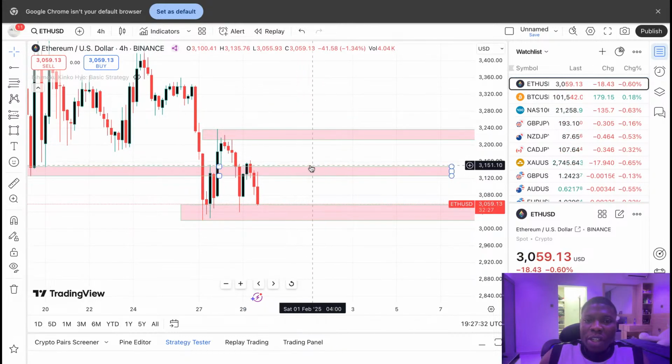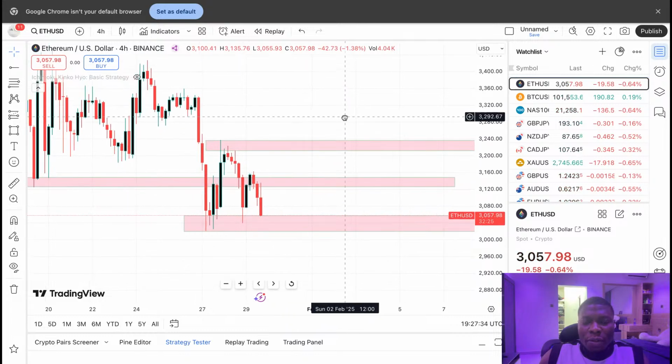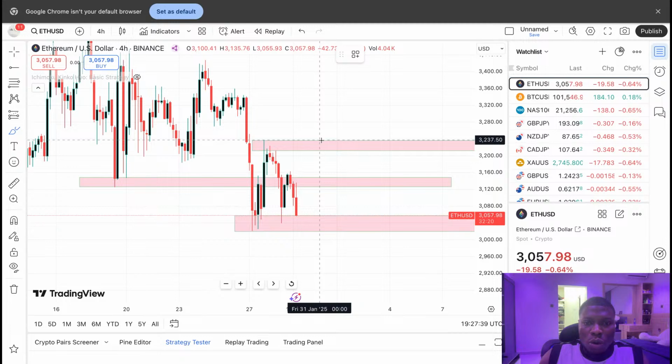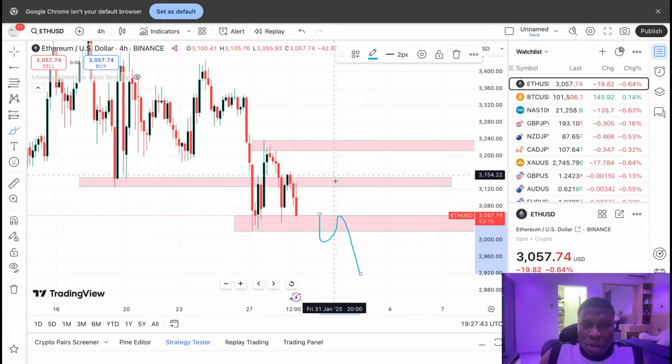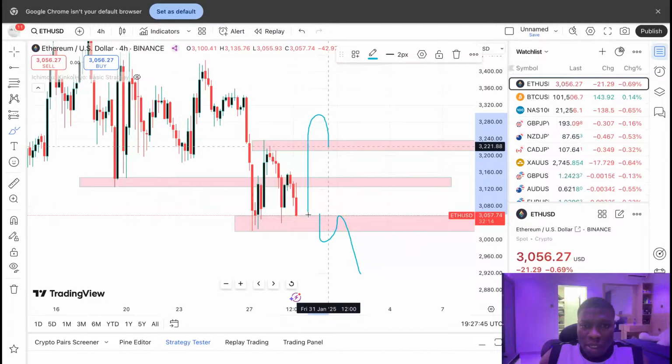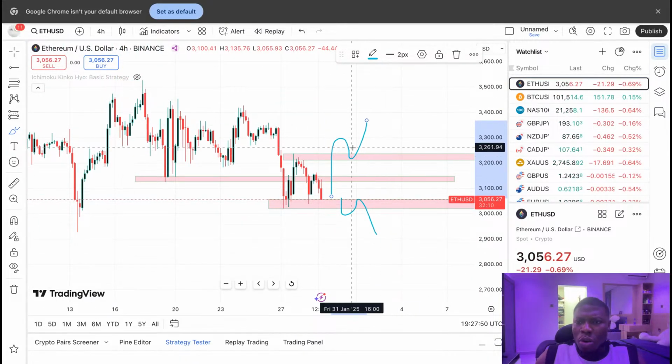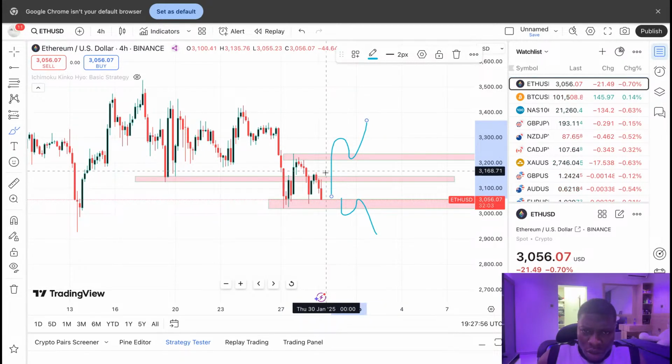So this is now a ranging region. If Ethereum needs to make another movement, it needs to either break this area and retest, or from here break this region and retest. So until that happens, there will be not much movement on Ethereum. Anything that is happening on Ethereum is just going to be in this zone.